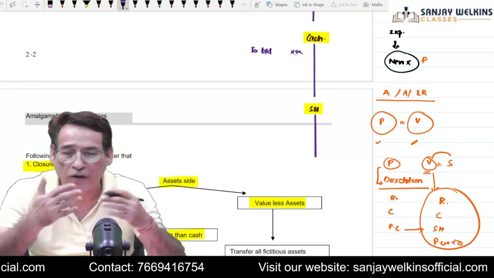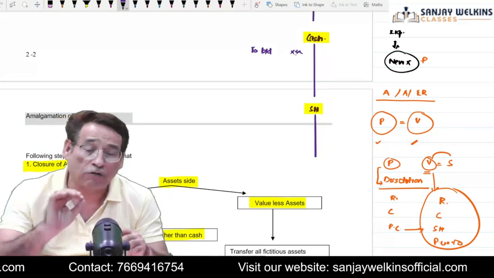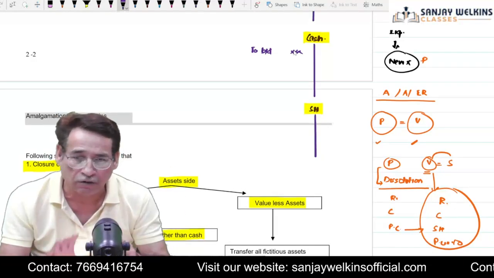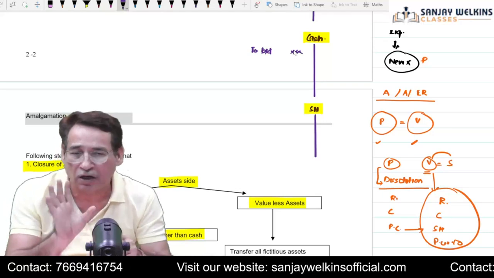Besides cash, whatever assets are there, irrespective of whether those assets have been taken over by the new company or not, you are going to transfer them to the debit side of the realization account. Is it clear to you? Regarding cash, you have to be careful.